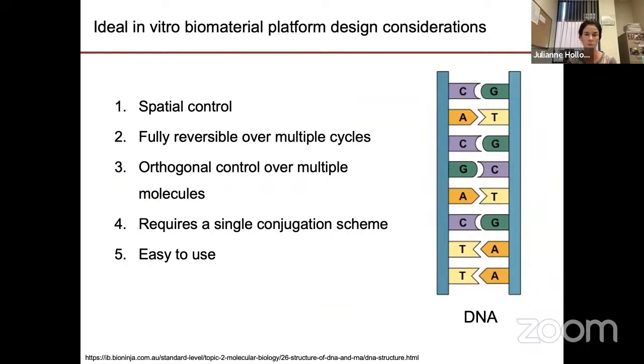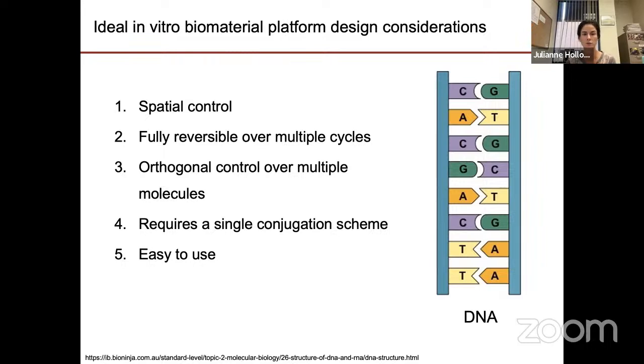And so we wanted to create what we would consider a more ideal in vitro biomaterial platform that would allow us to have spatial control, again going back to the importance of controlling properties in space that I discussed in the first project, as well as having full reversibility over multiple cycles, having orthogonal control over multiple molecules, using a single conjugation scheme that was easy to use. And so we thought that such a platform would be a significant advance in the field.